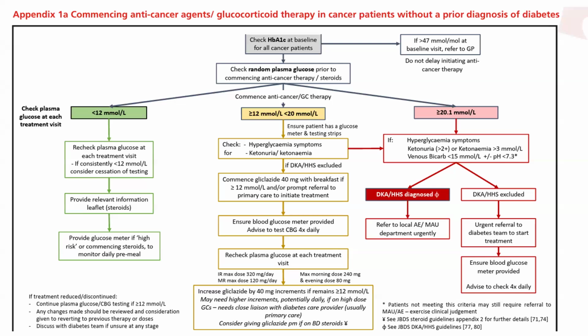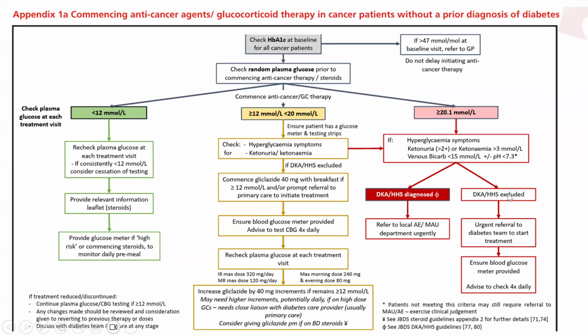On the other hand, if the blood glucose is more than 20.1 millimole per liter at the onset, if the patient has hyperglycemic symptoms, ketonuria or ketonemia, venous bicarbonate is low, less than 15, plus or minus pH less than 7.3, then we go towards the diagnosis of DKA. We should then refer the patient to the local accident and emergency and start acute treatment accordingly.